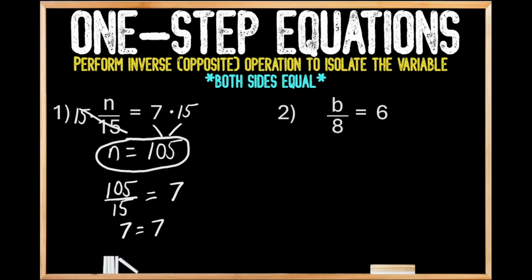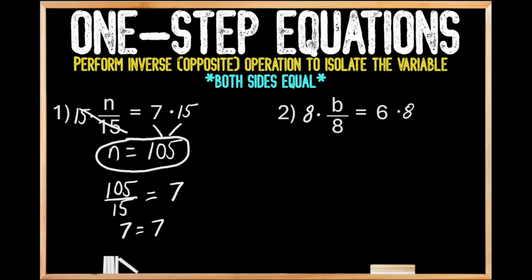Now moving on to question number 2, where this time we're being asked to solve for the variable of b. And since we need to perform the opposite operation of whatever's being done to our variable here, b is being divided by 8, so that means that we're going to perform the opposite operation of multiplying by 8 on our left-hand side. And since we need to keep both sides equal, we're also going to be multiplying our right-hand side of this equation by 8 as well.